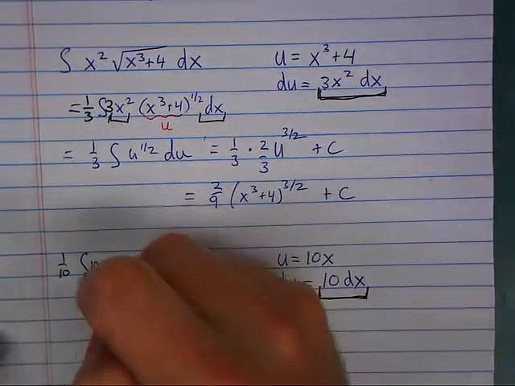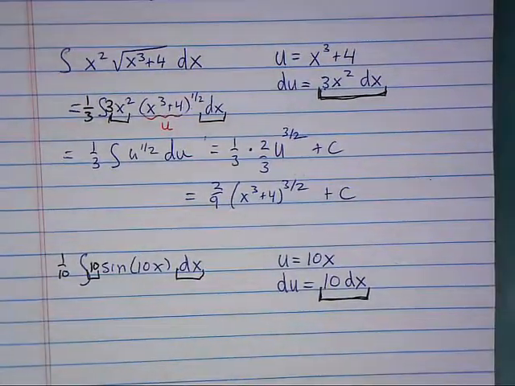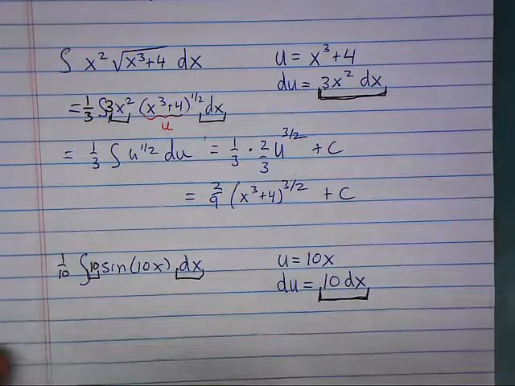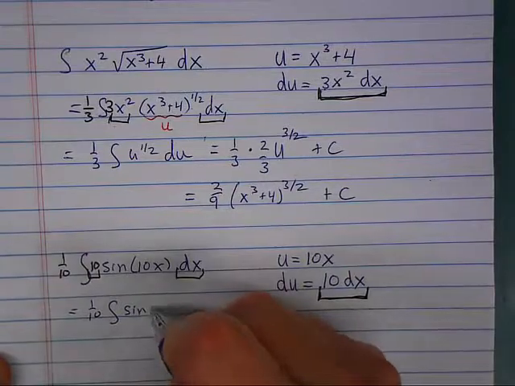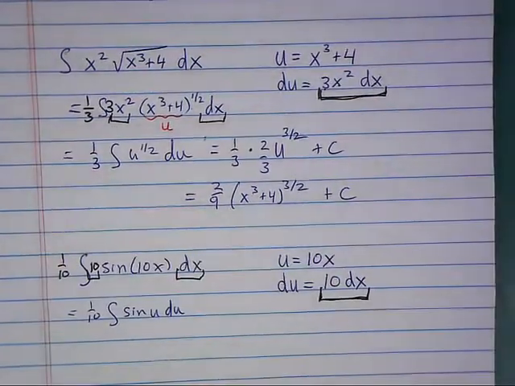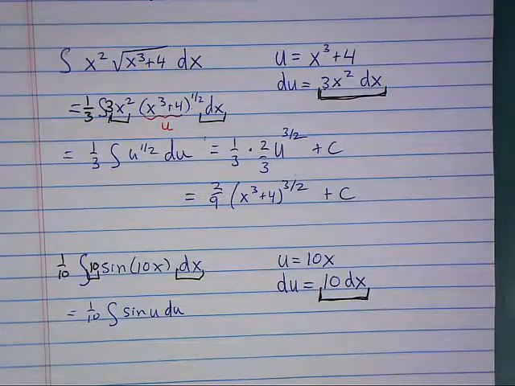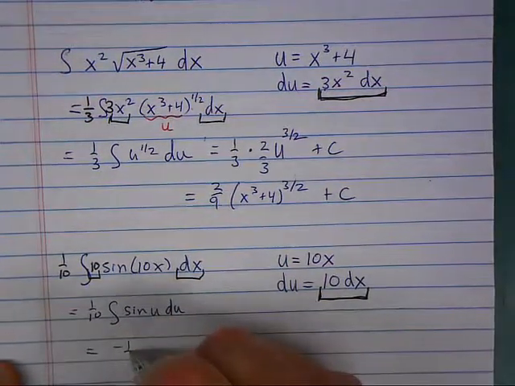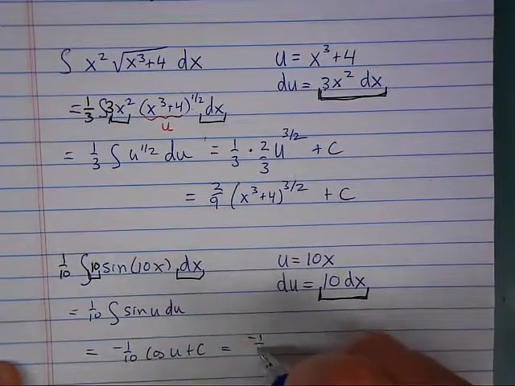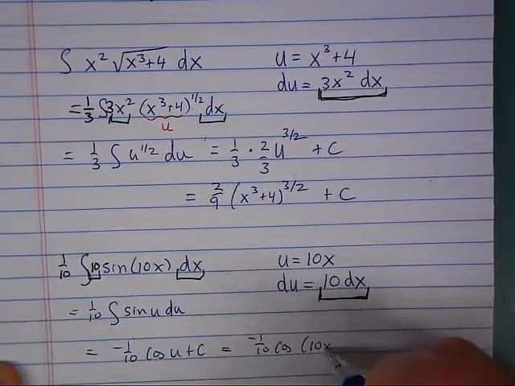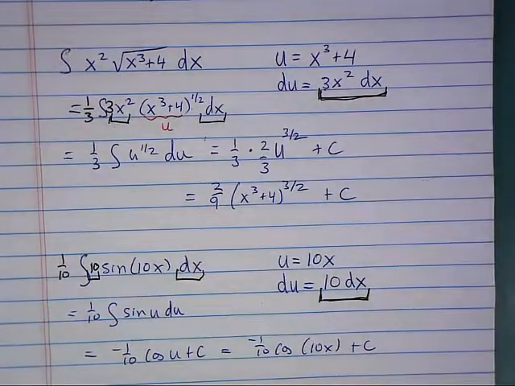So now, that 10 and that dx, that's my du, and the 10x, that's my u. So this becomes 1/10 integral sine u du. What's the antiderivative of sine u? Negative cosine u? So that's negative 1/10 cosine u plus c. And again, my last step would be plug my x's back in. Negative 1/10 cosine 10x plus c.